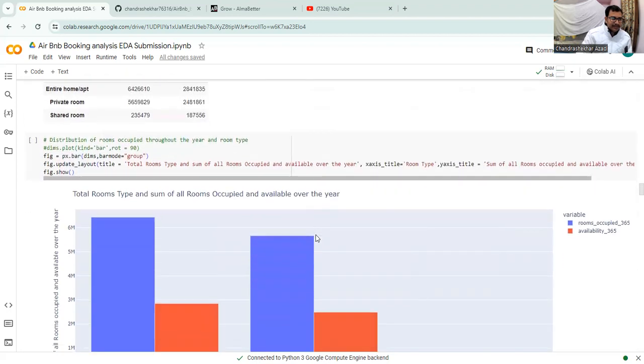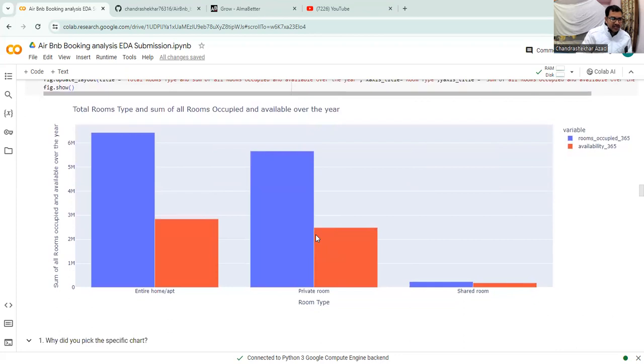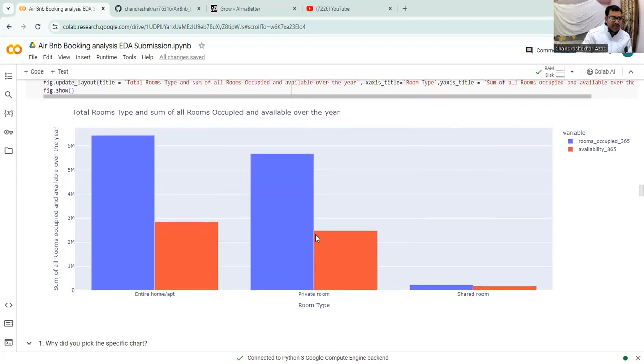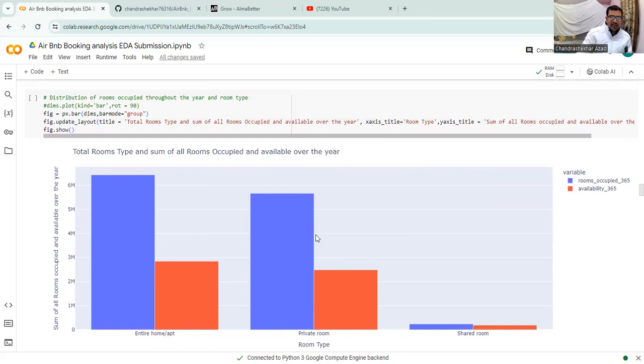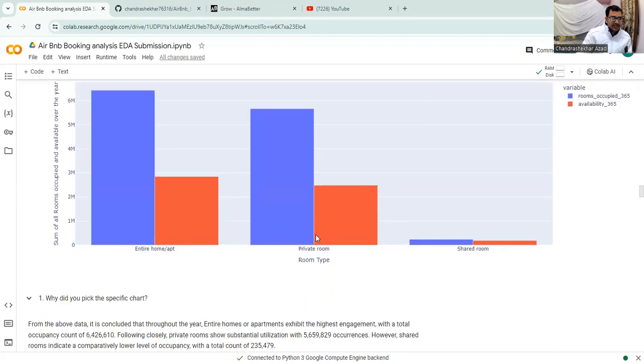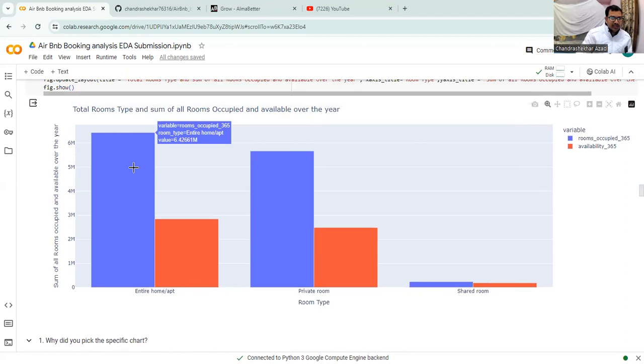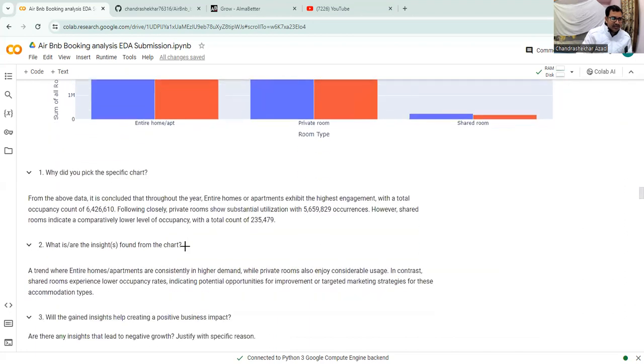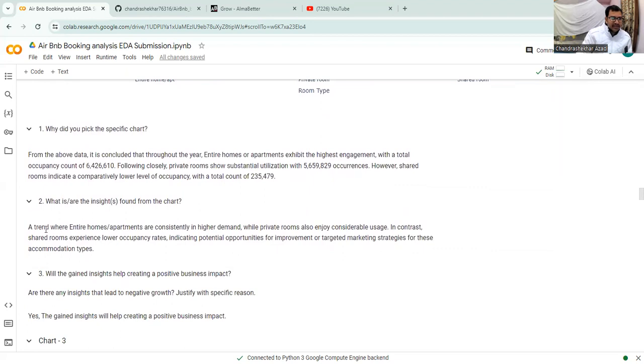The next chart is the distribution of room types over the number of rooms occupied and the number of rooms available in a year. So the blue bar shows the number of rooms occupied, while the red bars show the number of rooms available in a year. From the above data, we can say that entire home apartments are consistently in higher demand, while private rooms also enjoy considerable usage. In contrast, shared rooms experience a lower occupancy rate.